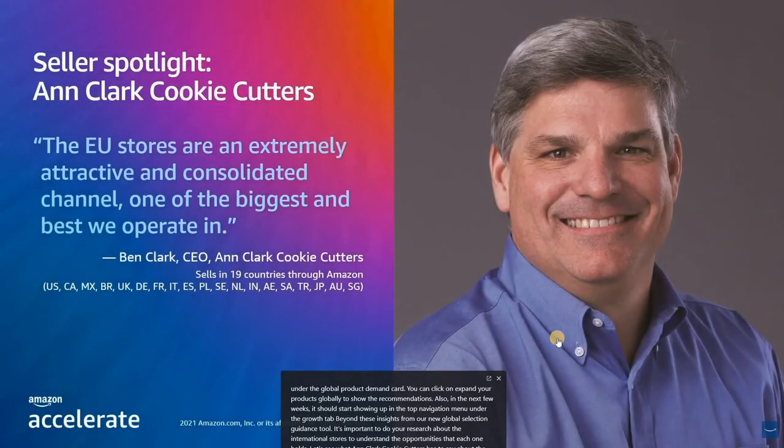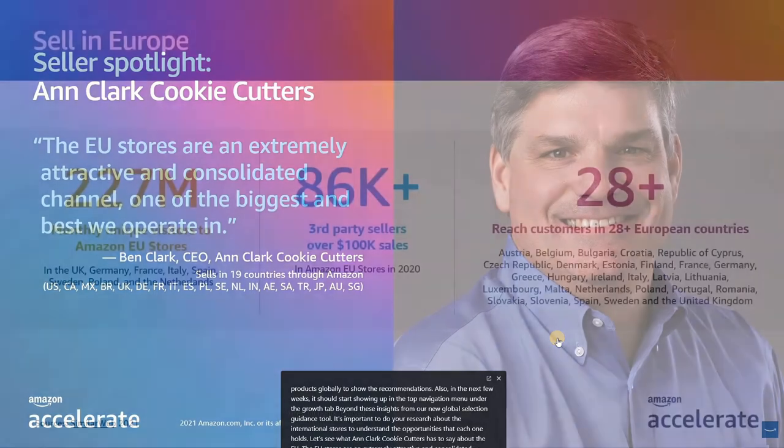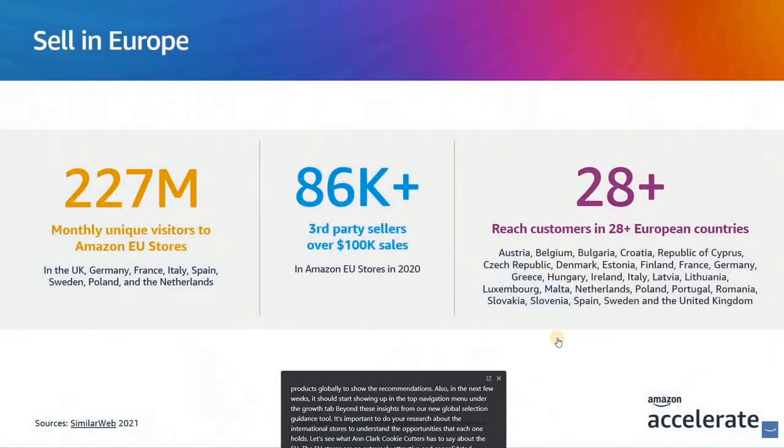The EU stores are an extremely attractive and consolidated channel, one of the biggest and best we operate in. There are 227 million monthly unique visitors shopping on our Amazon European stores. More than 86,000 third-party sellers last year sold over $100,000 on the European stores. And selling on the European stores gives you a reach to customers from over 28 countries who come to the EU stores to shop.